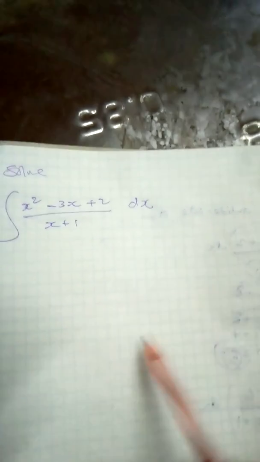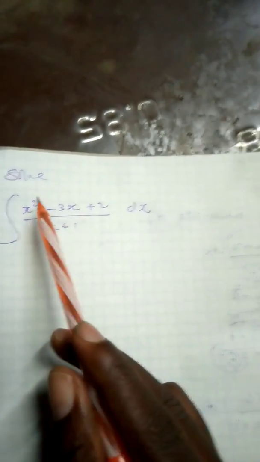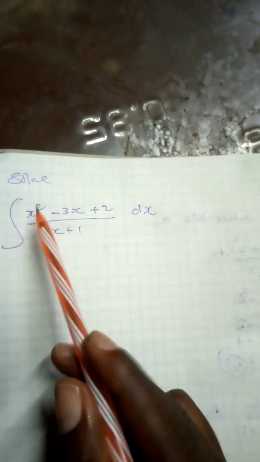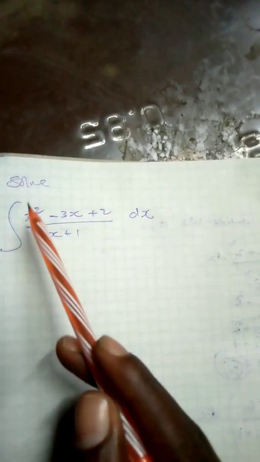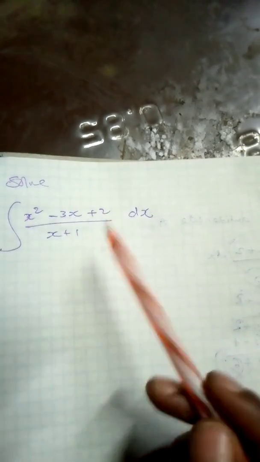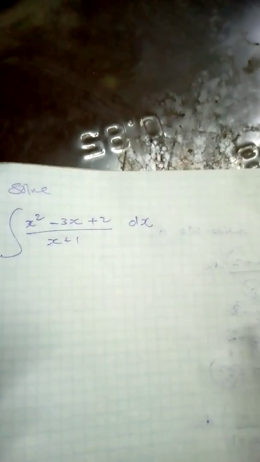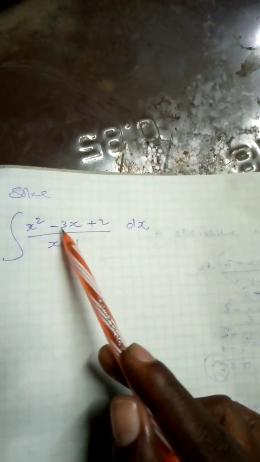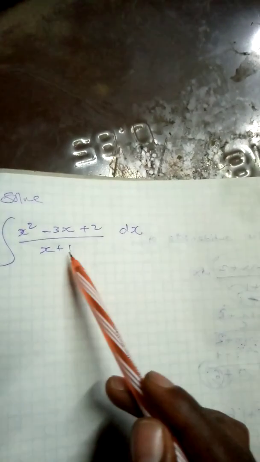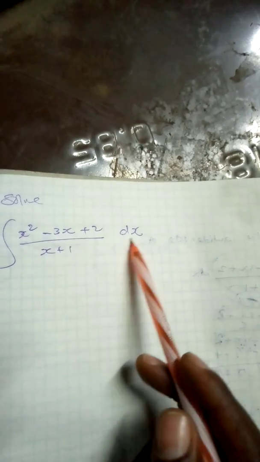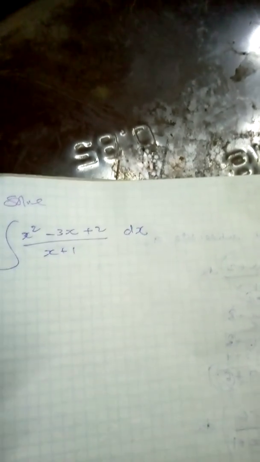So someone has asked this equation. We are going to solve this equation. That is, we are told to solve this integral. The question tells us to get the integral of x squared minus 3x plus 2 divided by x plus 1 with respect to x.